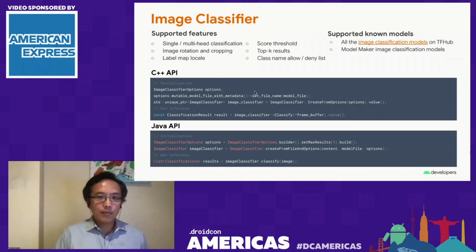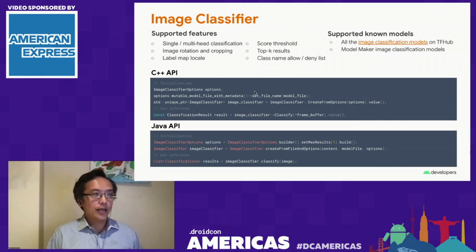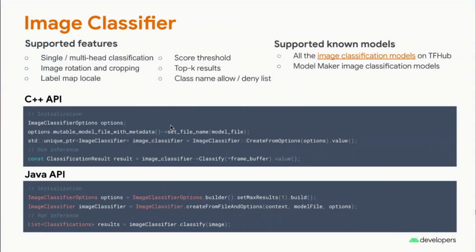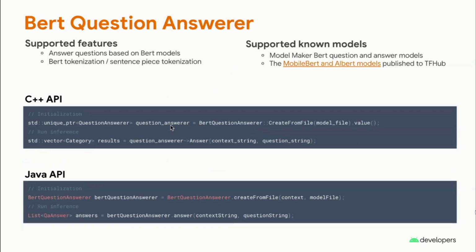Just to give you two examples again, the image classifier, where you can feed in the image itself and then get the result back. If I look at the Java API at the bottom, you just create the option, create a classifier, and then feed in the image to get the result. And for BERT, it's even easier.